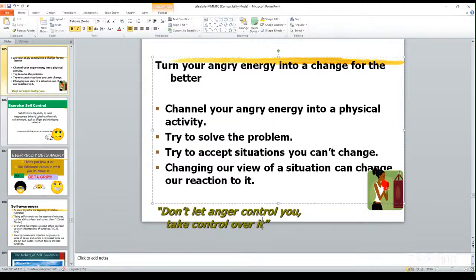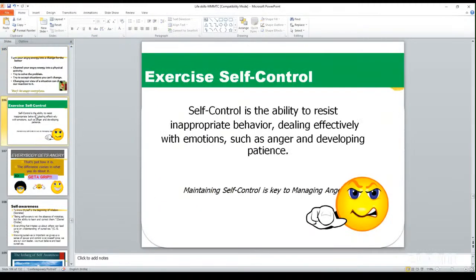So how to do that? Exercise self-control, which is the ability to resist inappropriate behavior, dealing effectively with emotions, anger and developing patience. People have already said that maintaining self-control is the key to managing anger. So the more you are in control of yourself, that is good.